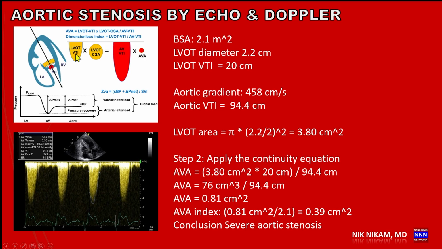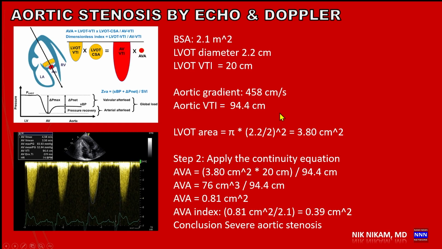we know what the VTI for the left ventricular outflow tract is, which is 20. So we multiply those together and divide that by the VTI of the aortic valve region, measured using the continuous wave Doppler, 94.4. So we get a valve area of 0.81 centimeters square, and when it is indexed to the body surface area, the valve area is 0.39 centimeter square, which means this patient has critical aortic stenosis.